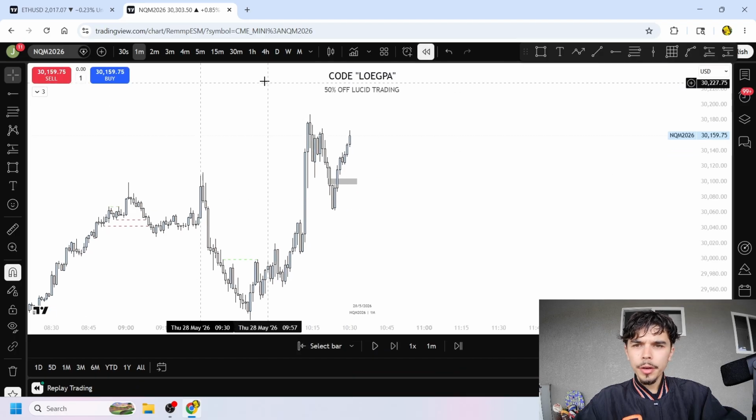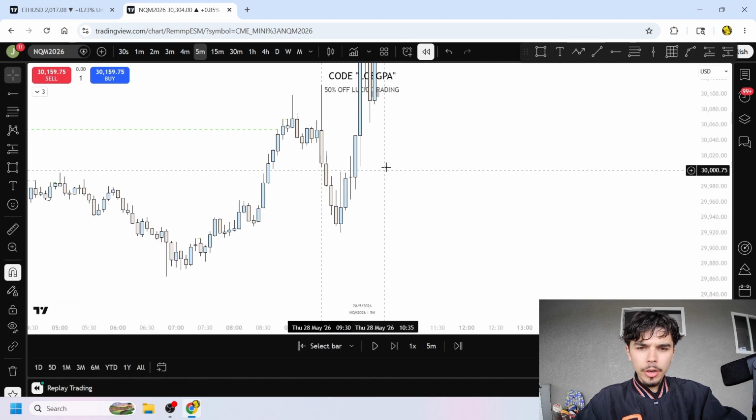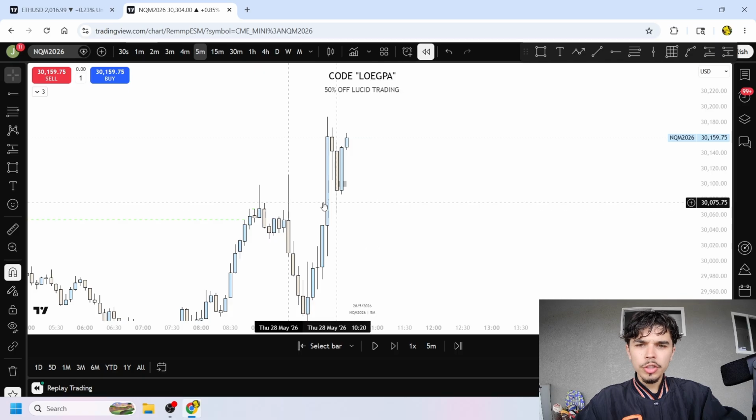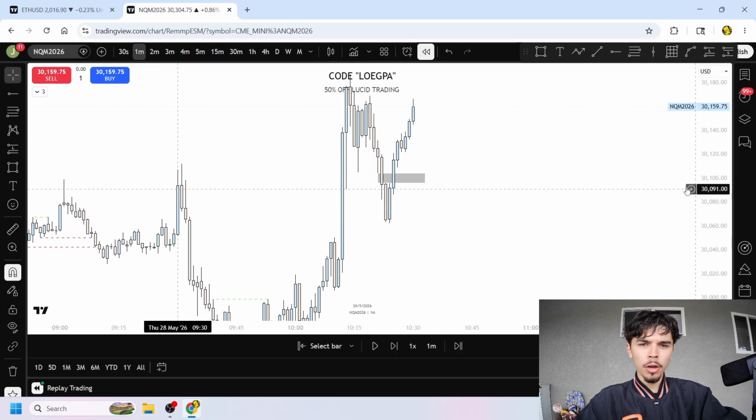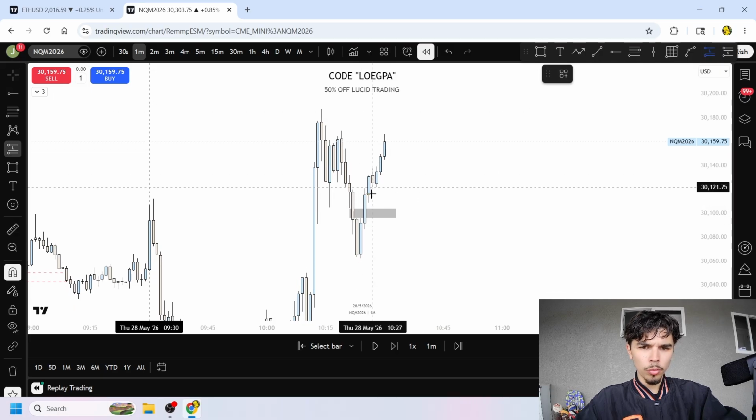And what do we end up getting? Well, we got to retrace back into this fair value gap right here, almost EQ of this range, not quite, but we did get a retrace into here. And again, if you still were bullish, this could work. And then we got a V-shaped recovery back to the upside.